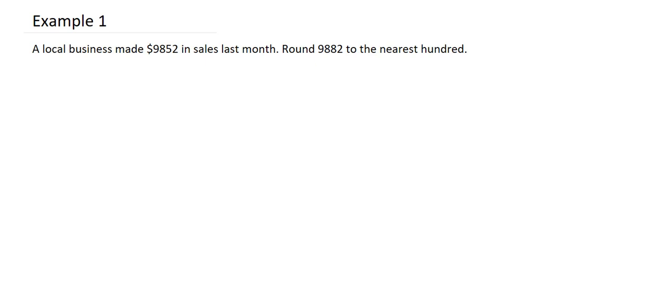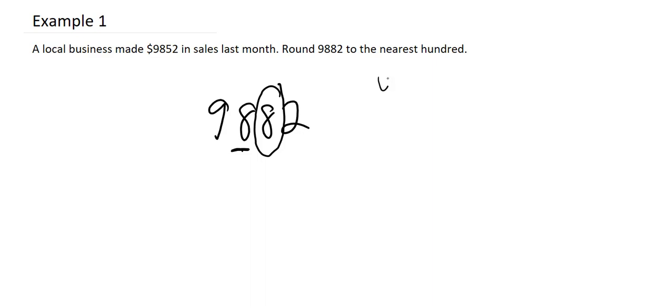So example 1, a local business made $9,882 in sales last month. Round 9,882 to the nearest 100. Let's go ahead and rewrite this. If we're going to round to the nearest 100, let's indicate where the 100 is. So we have a 2, so that's our ones, tens, hundreds. Let's go ahead and underline it. Now when we round, we're actually going to look at the digit next to it, to the right. Let's go ahead and circle that.